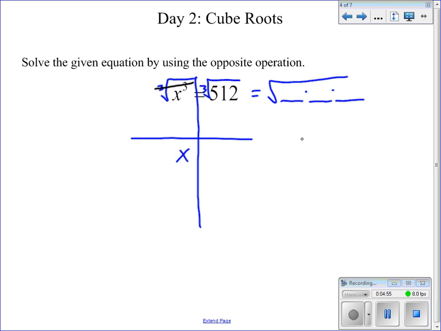Now we need to go smaller than 15, but bigger than 3, so we can try 7. 7 times 7 times 7, or 7 to the third power, gives us 343. We're definitely getting closer, but we're still not there. So we try 8. 8 to the third power gives us 512 exactly. So the cube root of 512 is 8, and we get x equals 8.